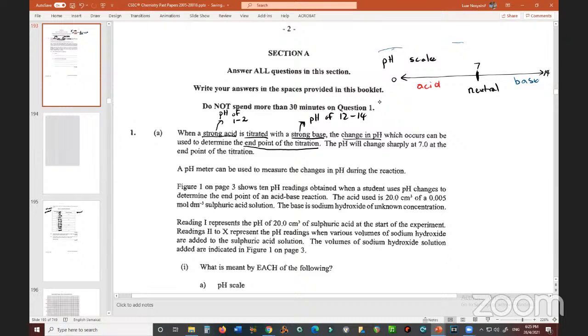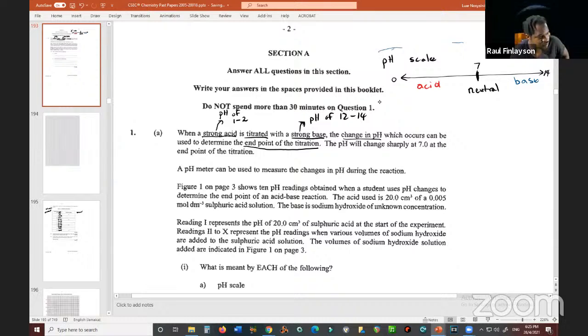Sir? Yes, go ahead, Leandro. Could you repeat that again? When you said the line represents how a substance reacts to what? To hydrogen ions. Okay, thank you.